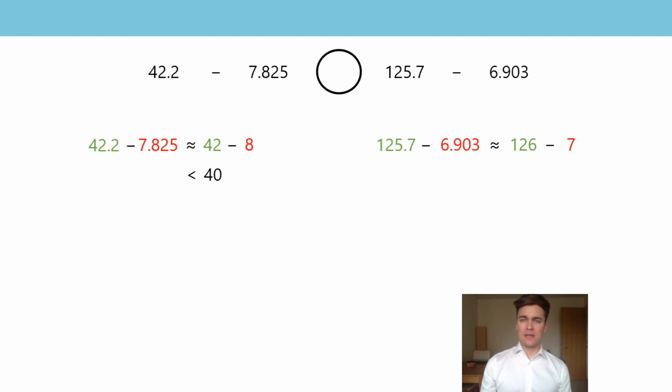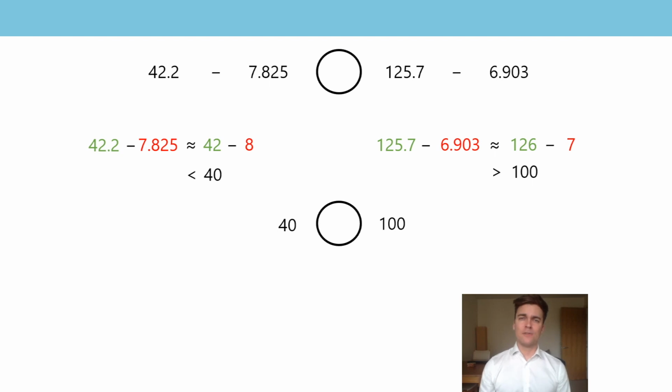Now, I've gone for this. I wonder how it compares to what you're thinking right now. I've gone for greater than 100. If I subtracted 7 from 126, definitely would be a difference that's greater than 100. So now that I've got those two approximate differences, 40 and 100, I can compare those and fill in the missing symbol.